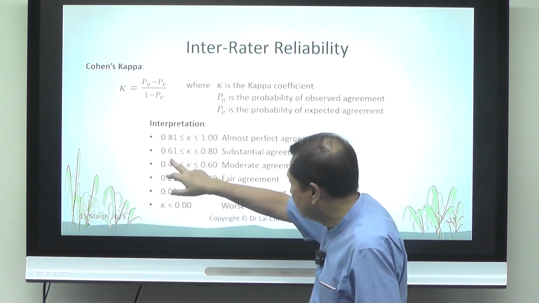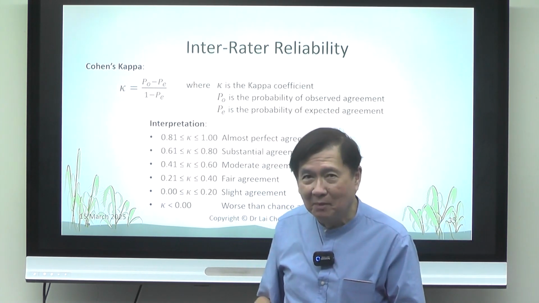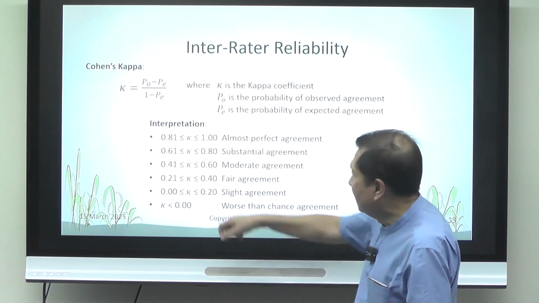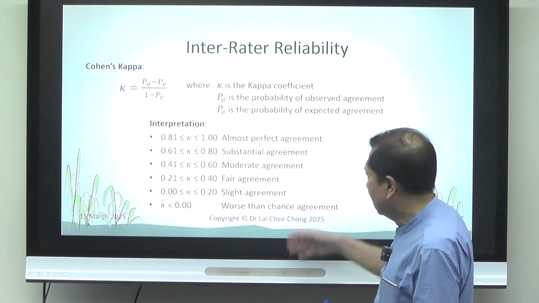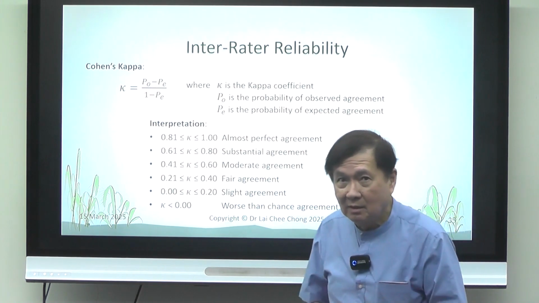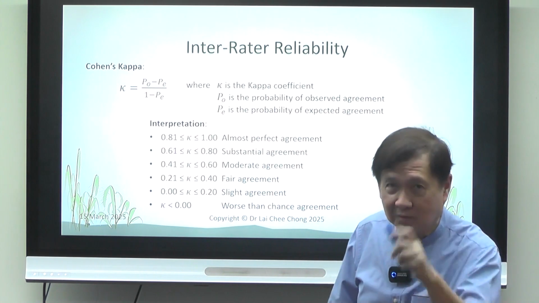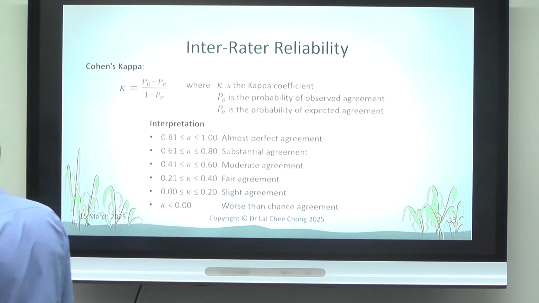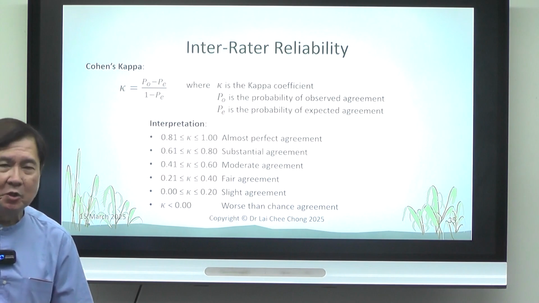Now, if it's 0.21 to 0.4, that's fair. Not the best, but fair, okay? When it is very low, less than 0.2, it's slight, almost like no agreement. It's bad. So usually we aim to be a bit higher, okay? If it's negative, that's even worse. Worse than chance agreement. Chances are it will not happen. If it happens, it's very bad. Something must be very wrong. Maybe the rubric is not good enough. Am I right? That could have misled the two raters. So that's the whole issue here.